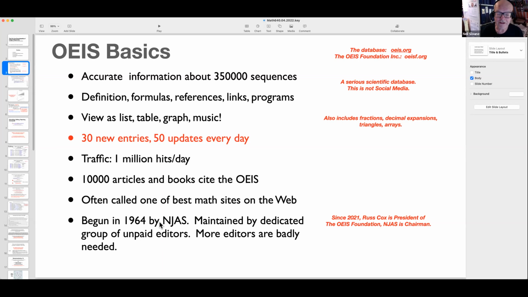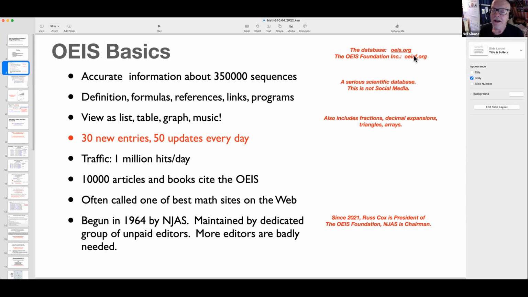And I began it in 1964. We have not quite enough unpaid volunteer editors who do the editing every day. We get a stream of submissions, and we need more editors. And I'm hoping that eventually some of you may become editors, because it really is interesting. So the database lives at oeis.org. It's owned by the OEIS Foundation. We're a 501(c)(3) charitable foundation in the US.